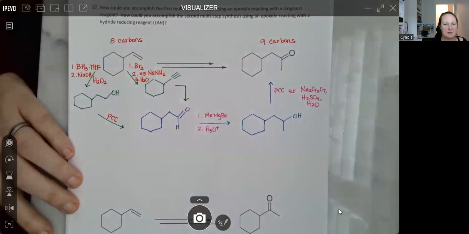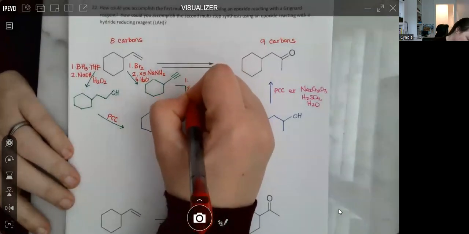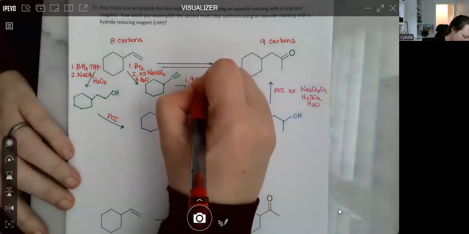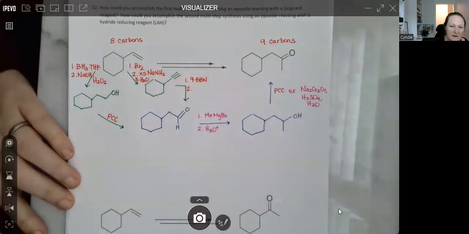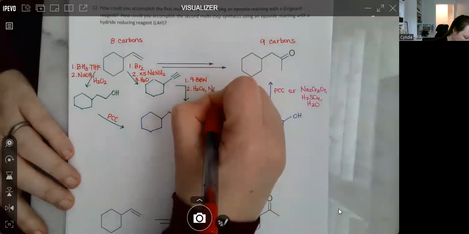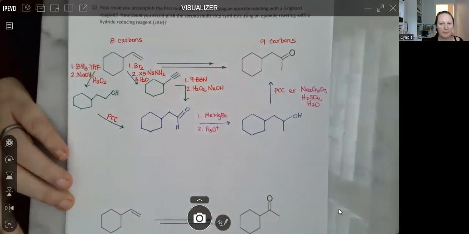So that would get us to the alkyne, and then from the alkyne, we can do anti-Markovnikov hydration to form an enol that will tautomerize to this aldehyde. So from an alkyne, again, if I want to do anti-Markovnikov hydration, I need to use a bulky borane, so I need to use 9-BBN instead of borane, with the same second step in either case.